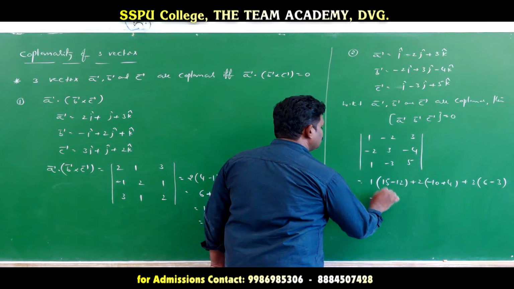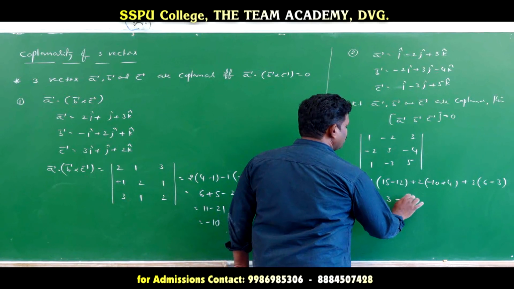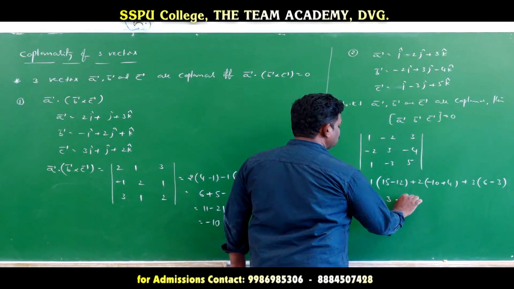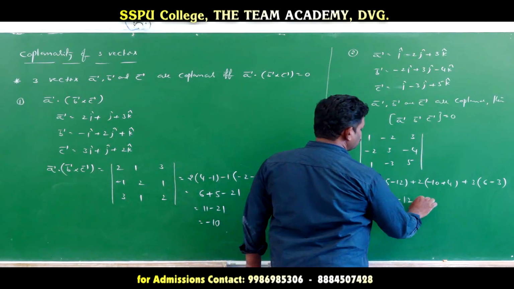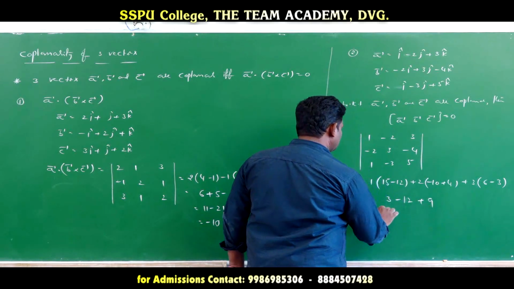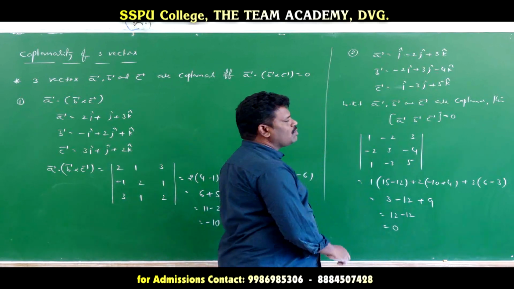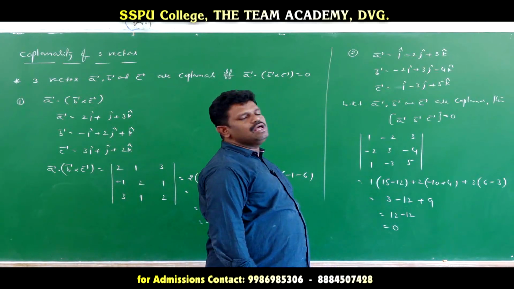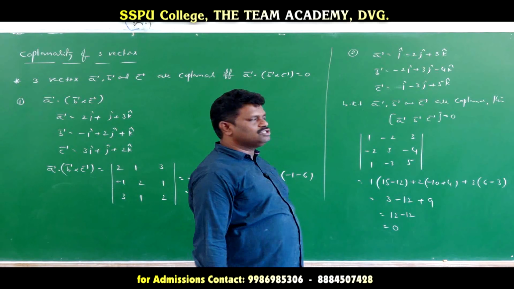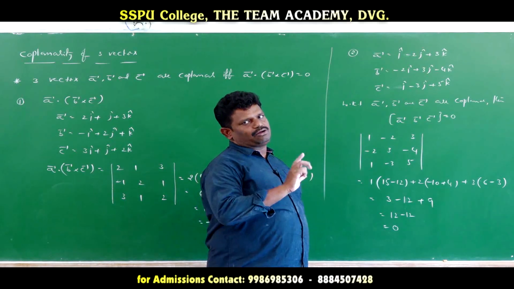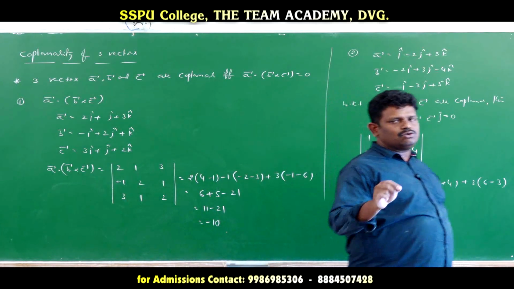Now this value is 3, now this value minus 6 gives 12, and here the value is plus 3, that is 9. So that is equal to 12 minus 12, which is equal to 0. So the box of this value is equal to 0, which means the given 3 vectors are coplanar vectors.